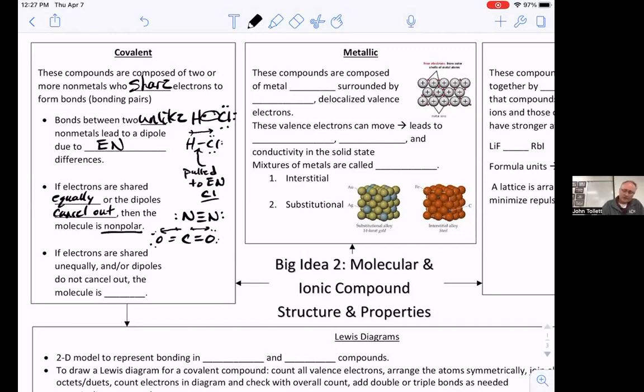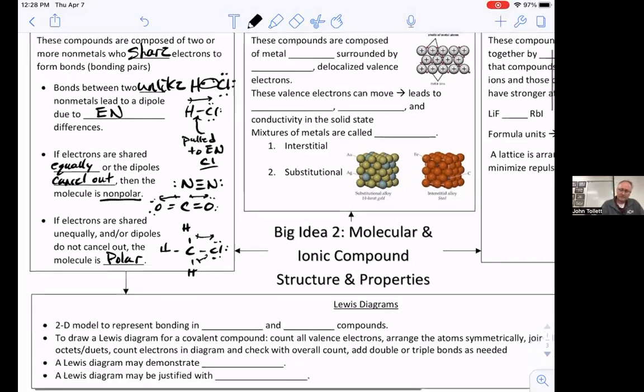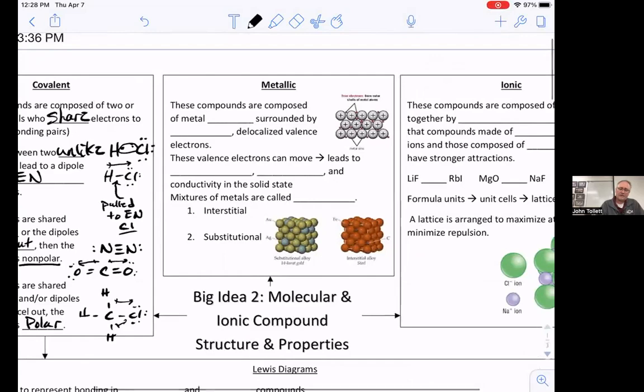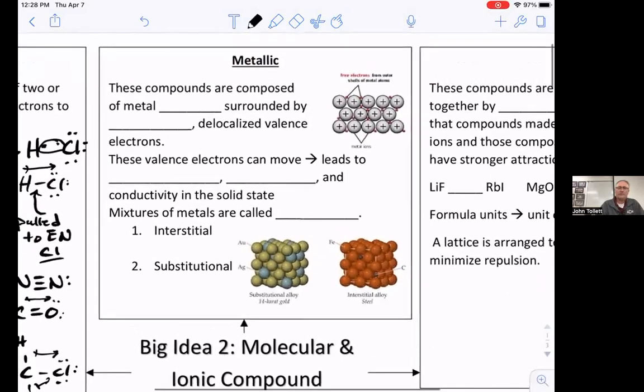If electrons are shared unequally, or the dipoles don't cancel out, then those molecules are said to be polar. A quick example is chloroform here, CH3Cl. There would be more electrons pulled in this direction, making the other ends positive, and this would have a dipole moment as a molecule. And so that molecule would in fact be termed polar. Let's go and talk about metallic compounds first, and then we'll come back and revisit Lewis structures.